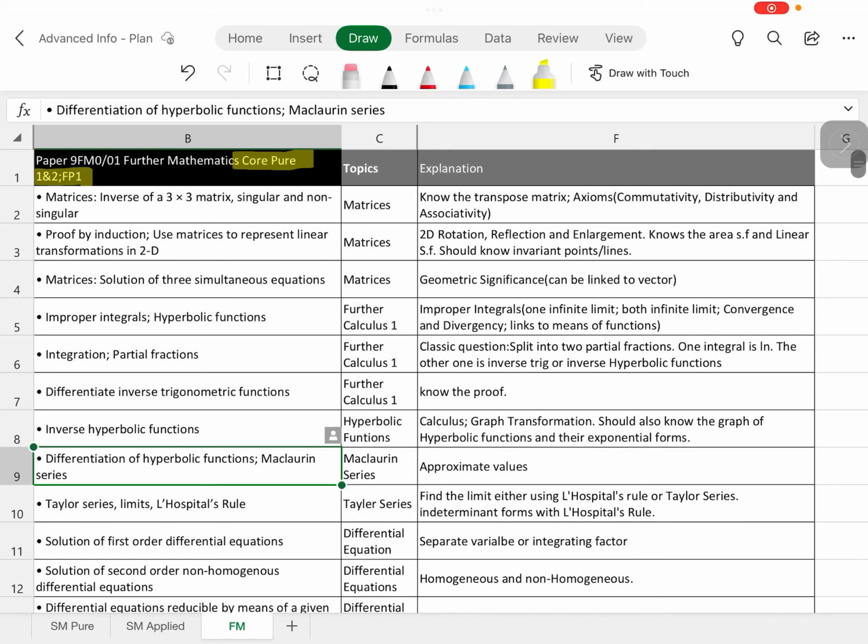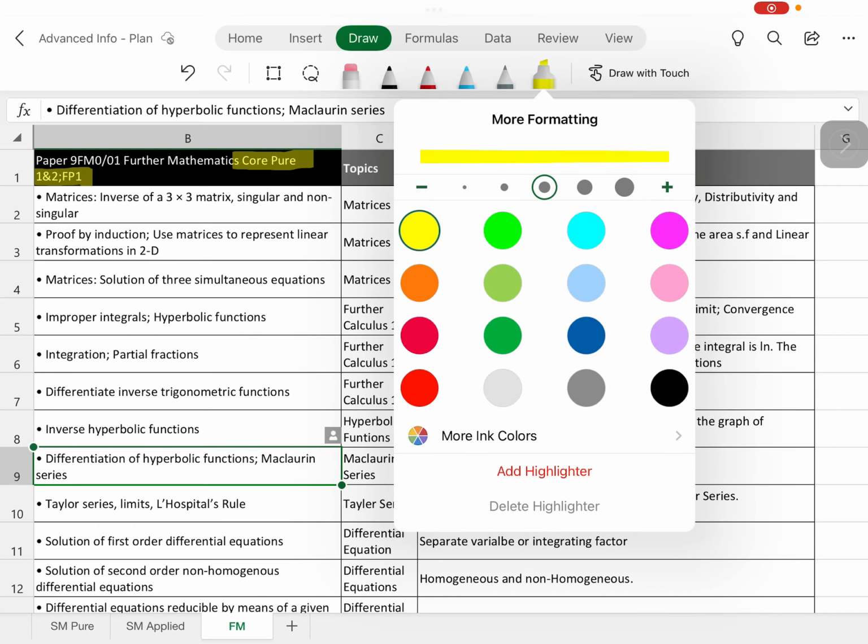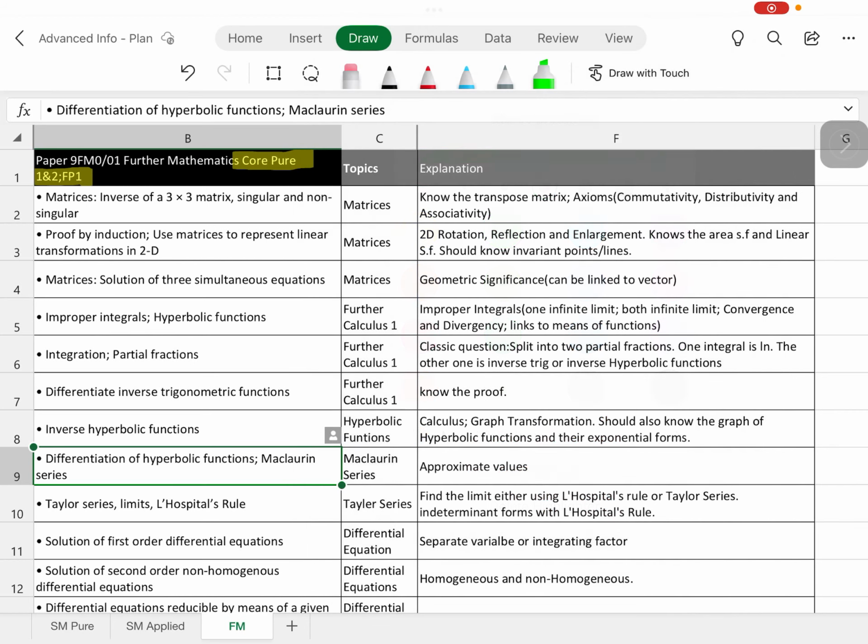All right, so let's start from the first one, which is matrices. First bullet point, matrices: inverse of a 3 by 3 matrix, singular and non-singular. So when you revise, you should also know the transpose matrix, because in some algebraic proof, they will have transpose matrix there. And then you should know the axioms of matrices.